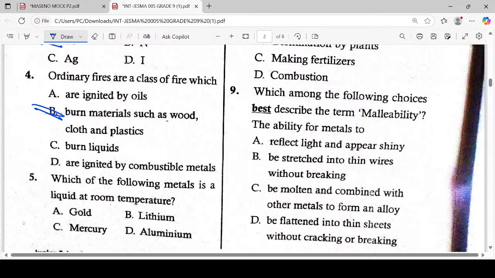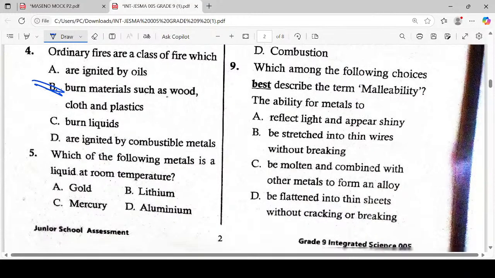A for apple is the most appropriate answer there. Not A for apple, sorry. B for boy. Apologies for that.